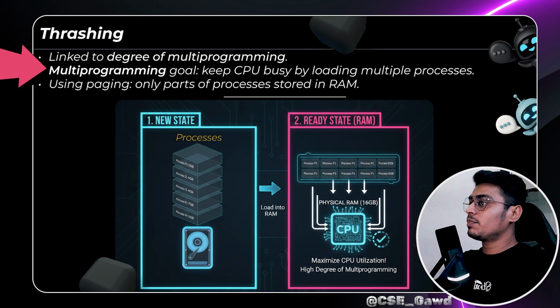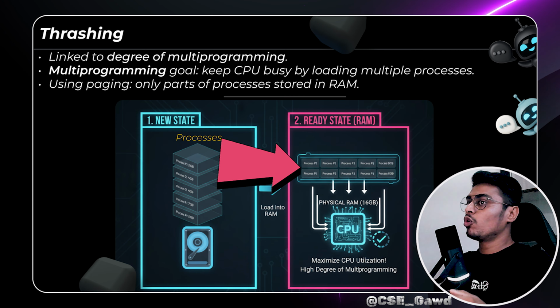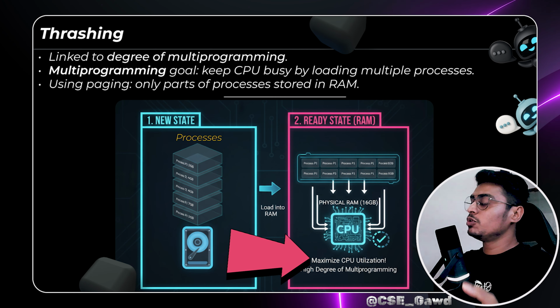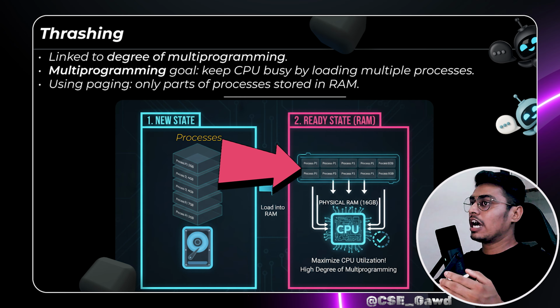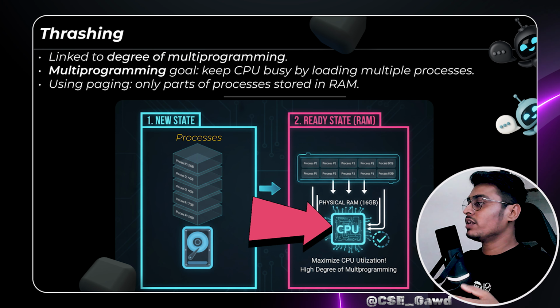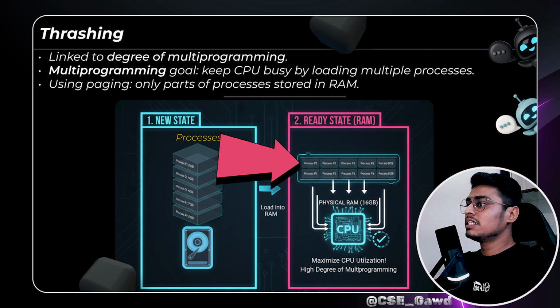The logic behind multiprogramming is straightforward. If we bring more processes into RAM, it should increase CPU utilization. When one process blocks for IO operations, another process can immediately start execution, keeping the CPU busy and improving system throughput. Now, RAM size is limited and finite.